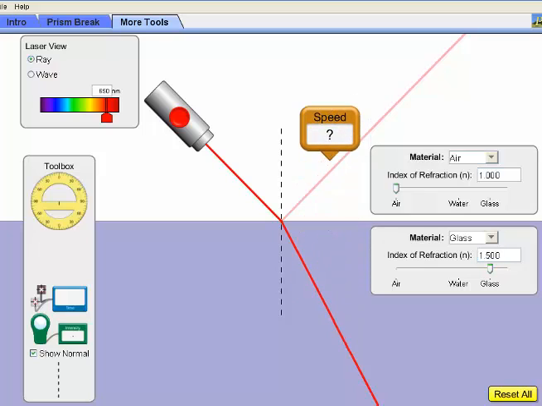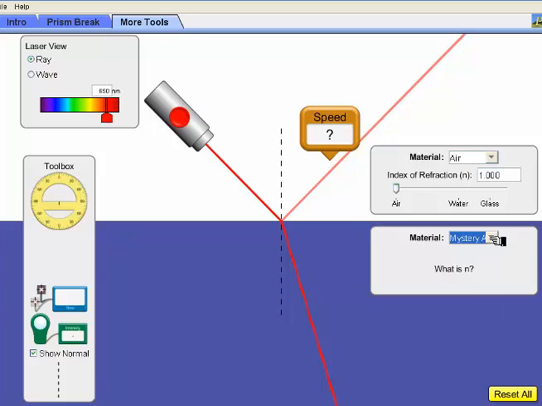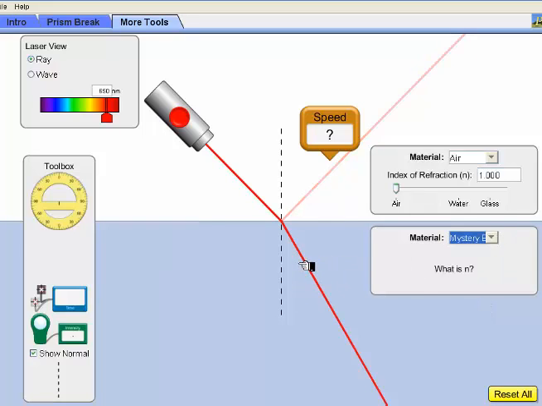What you will need to do is find out the index of refraction of these two mystery materials, mystery material A and mystery material B. So you'll need to find the speed of light in those two mystery materials compared to the speed of light in vacuum, and use that to calculate the index of refraction for these two materials. Please upload also some screenshots showing your measurements, so you have some evidence of your experiment.